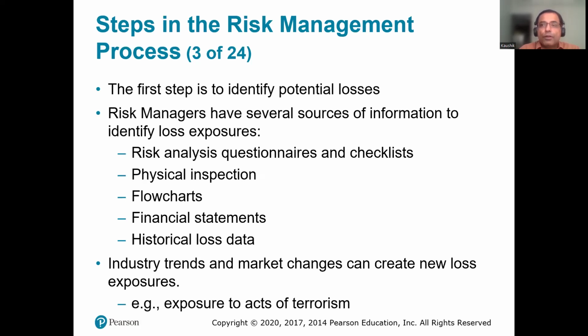Managers who are responsible for risk management in the company are called risk managers. So they try to get information about different sources of loss. They can use questionnaires and checklists. They can do physical inspection. They can analyze the flow charts to find any bottleneck in the business process. They can also look at financial statements to look for red flags and analyze historical loss data. Other sources of information for loss could be industry trends or market changes. That helps to understand any potential source of loss.